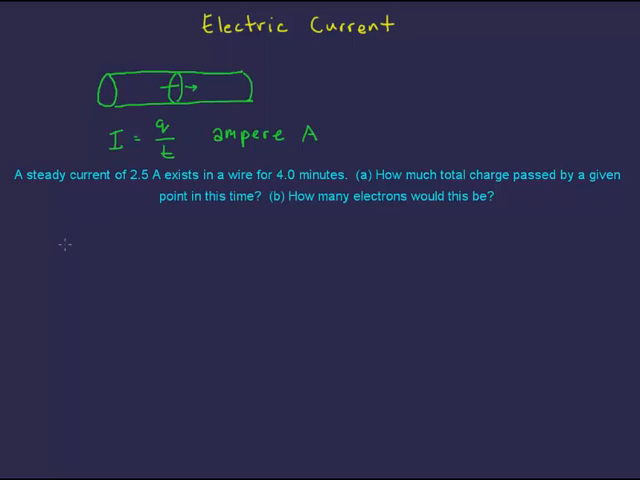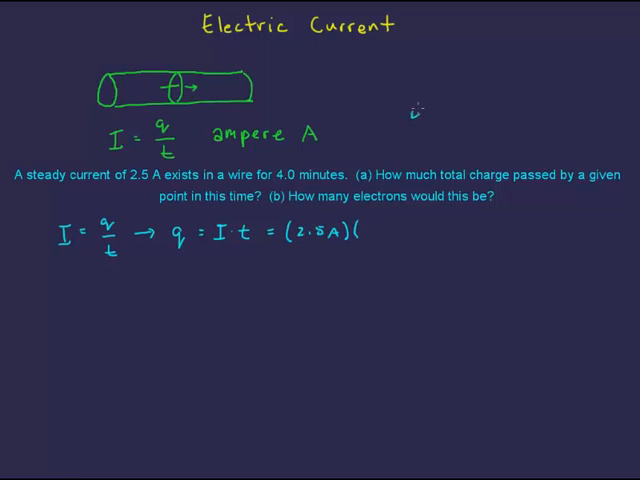So if you look at our relationship up here, that current is charge per time, we want to know the amount of charge. So we'll just multiply both sides by T, and we'll get that the amount of charge equals the current times the time. And then we can put the numbers in. That was 2.5 amperes, and the time was 4 minutes.